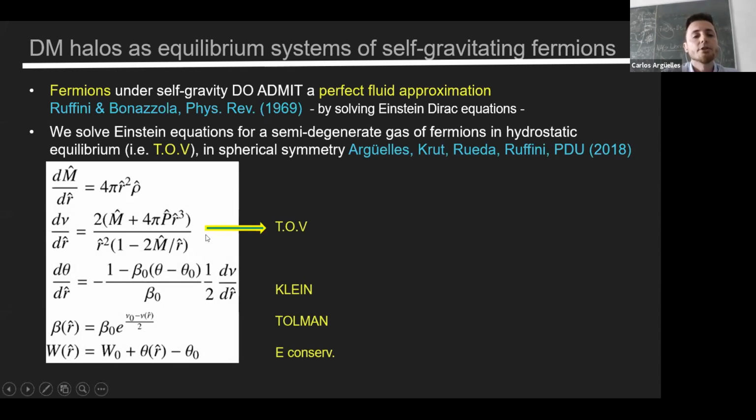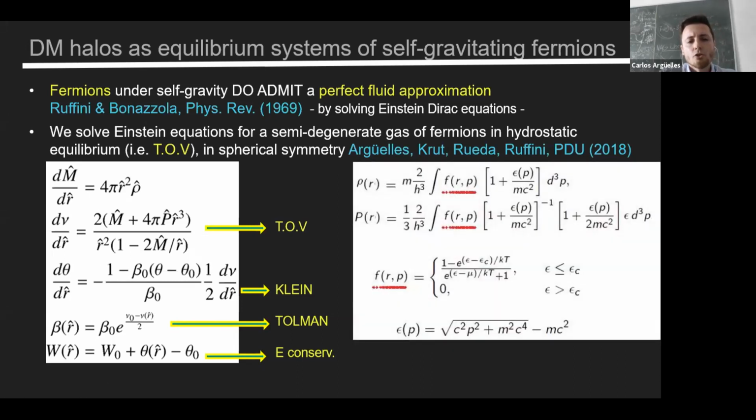So the mass equation, the TOV equation, you probably recognize, and the third, fourth, and fifth are the Klein-Tolman conditions of isothermality in general relativity and energy conservation in geodesics. So you have to couple this Einstein equation with the source, with the equation of state, with density and pressure, which are written in terms of integrals of the phase space distribution, which is of Fermi-Dirac type, the one I showed before out of relaxation mechanisms.